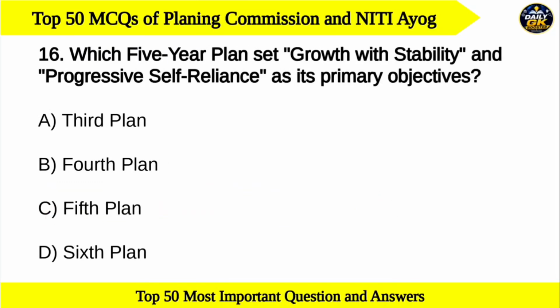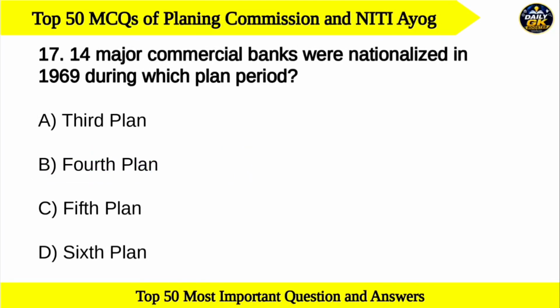Which 5-year plan set growth with stability and progressive self-reliance as its primary objectives? Answer option B, fourth plan. 14 major commercial banks were nationalized in 1969 during which plan period? Answer option B, fourth plan.